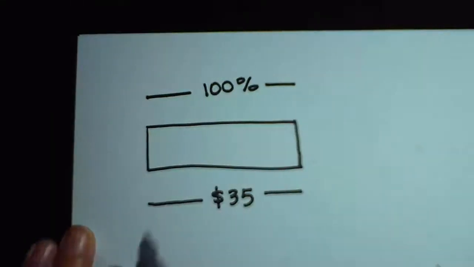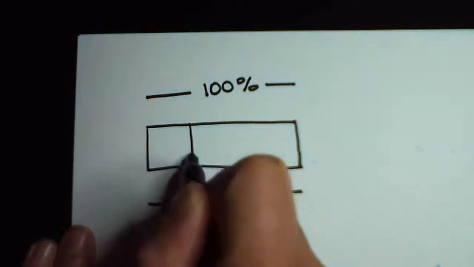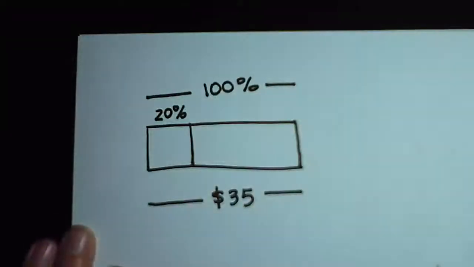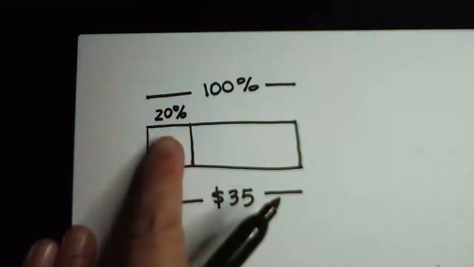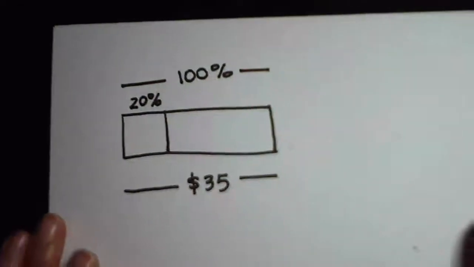All right. But I have a coupon for 20% off. So that part of the dress, that 20%, is what is going to come off of the cost for me. So I really want to know what is that. So lots of ways to do that.